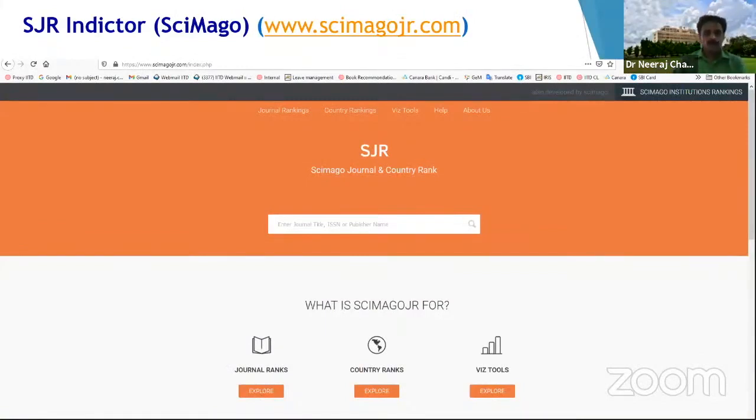So this is the screenshot of the SJR. They are providing the journal rank and country rank. Because of that, it is known as SCImago Journal and Country Rank. This is freely available. You can get the ranking of different journals or countries using this platform.